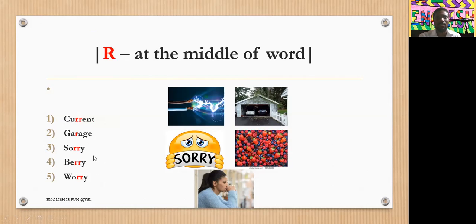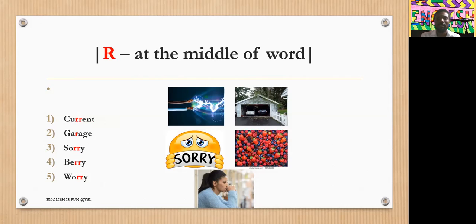The next one, number 3 on the list, is sorry. Sorry, I'm so sorry. I shouldn't have done that. Please accept my apology. I'm truly sorry. So we can see that the R letter is sounded, and of course, it's on the second syllable also.